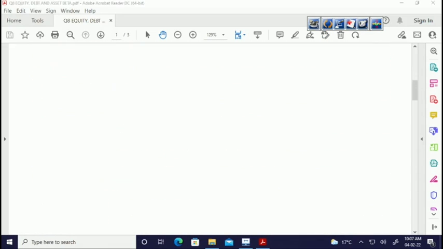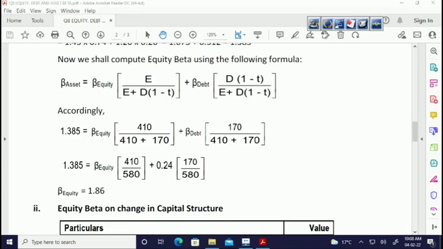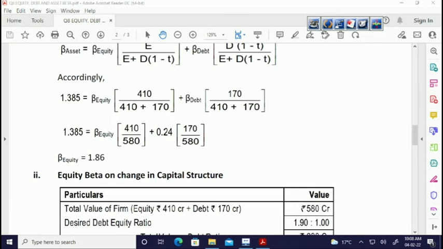Should I show you how ICAI has done? The great ICAI. Yes, they have done it the same way. 1.385, I took it 1.39. Now they have done 410 by 580 into equity beta, 170 by 580 into debt beta is equal to 1.39. And they solved equity beta is 1.86. Equity beta is 1.86. Perfect.